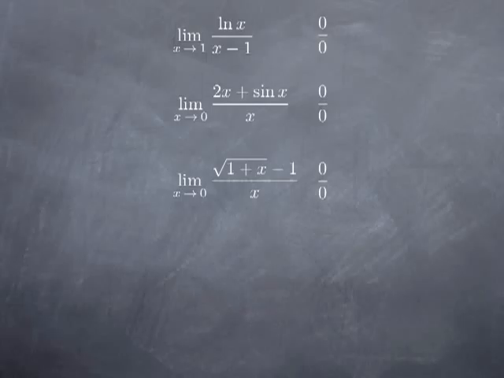At the top you would get 1 plus x minus 1, so just x. At the bottom, the conjugate times x. The x cancels out, and you end up with 1 over root of 1 plus x plus 1, which gives you 1/2 at 0.